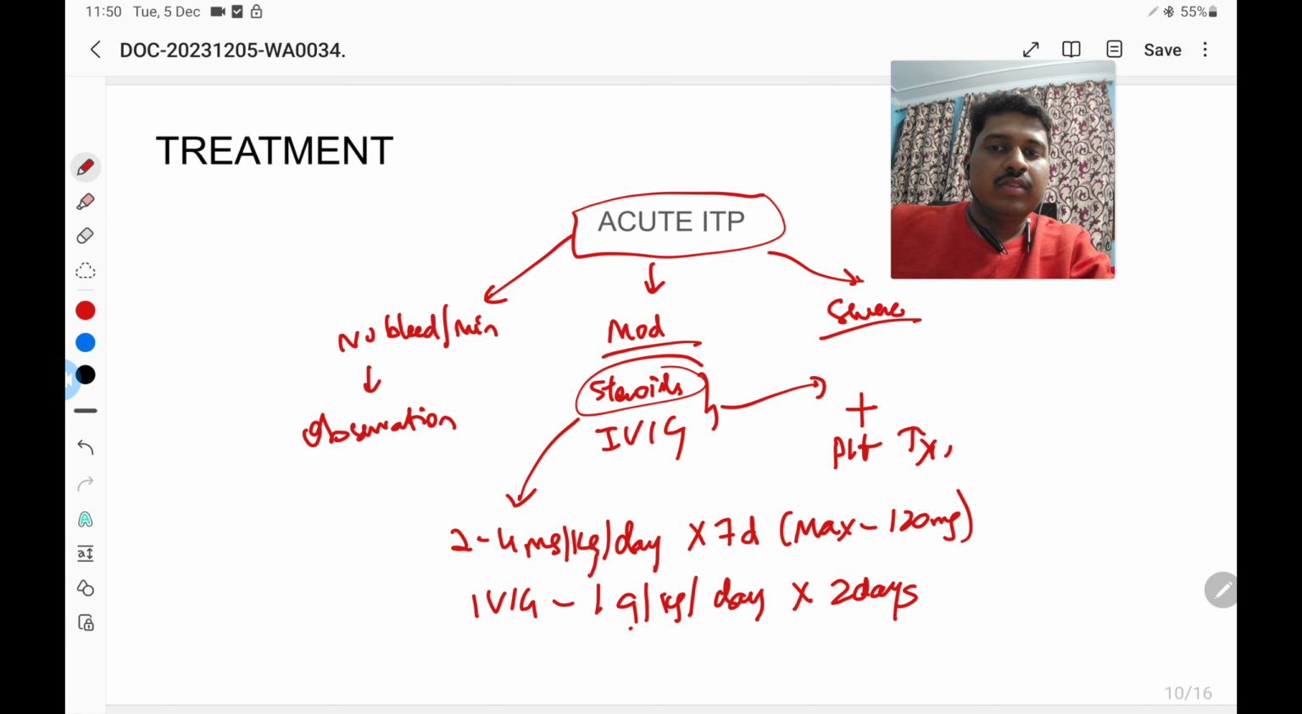So acute ITP divides into no bleed or minimal bleed, moderate bleed, and severe bleed. In no bleed or minimal bleed, just observe. In moderate bleed, steroids plus IVIG, and in severe bleed, along with steroids and IVIG, you will give platelet transfusion.